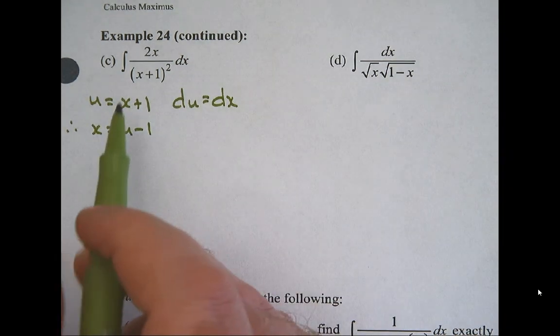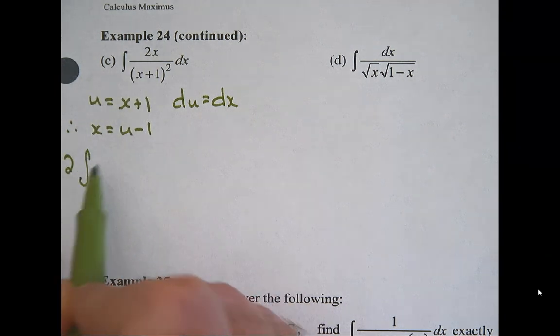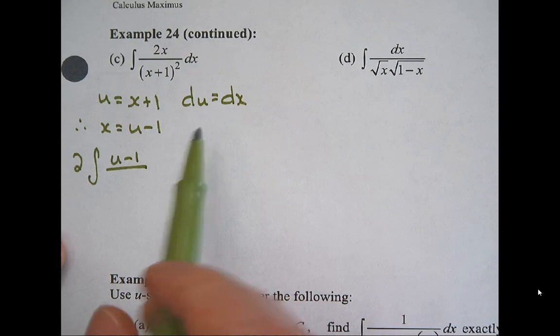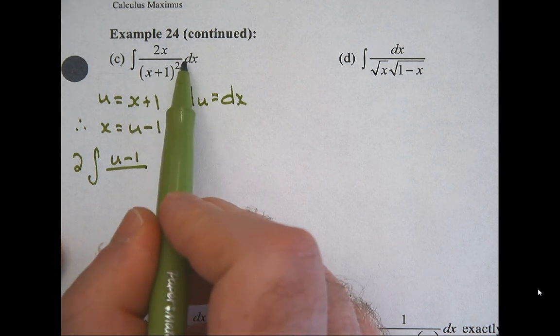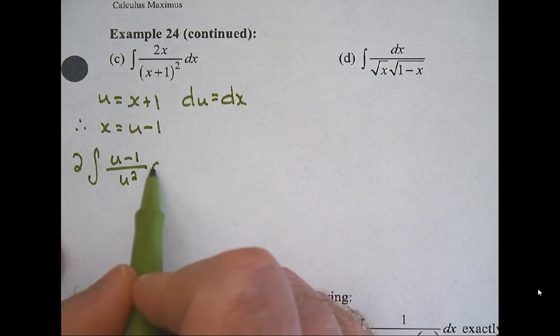And let's rewrite our integral and see what we have now. So I'm going to take out that constant 2. The integral of, we said x was u minus 1, over, and then we said u was x plus 1 squared, so that's going to be u squared. And then du was dx, so there we go.